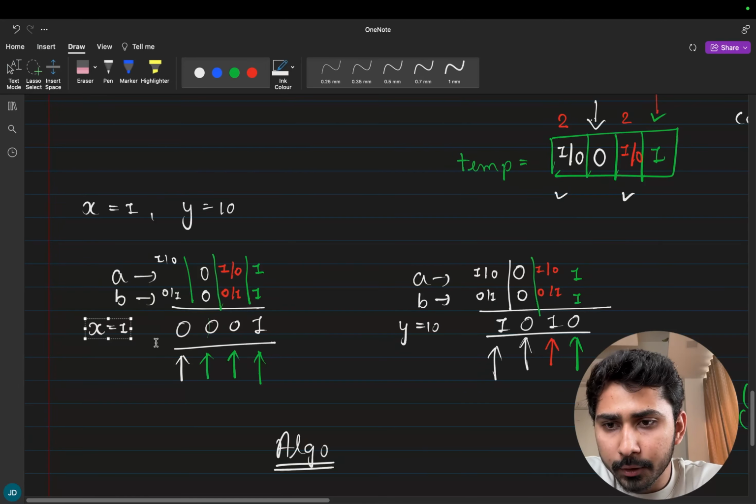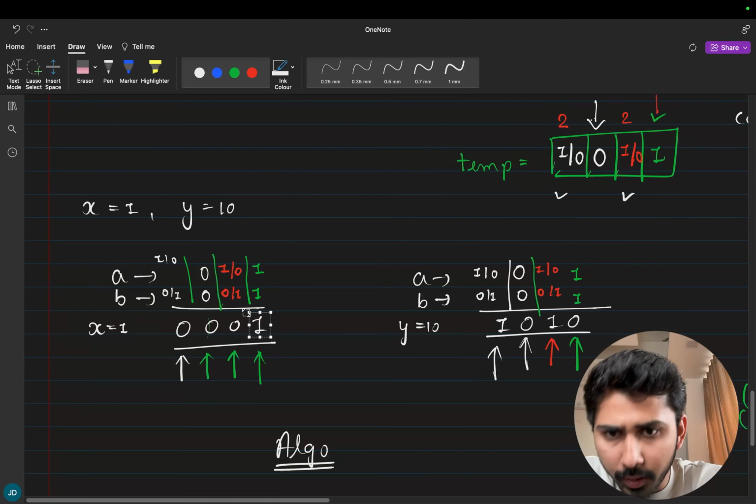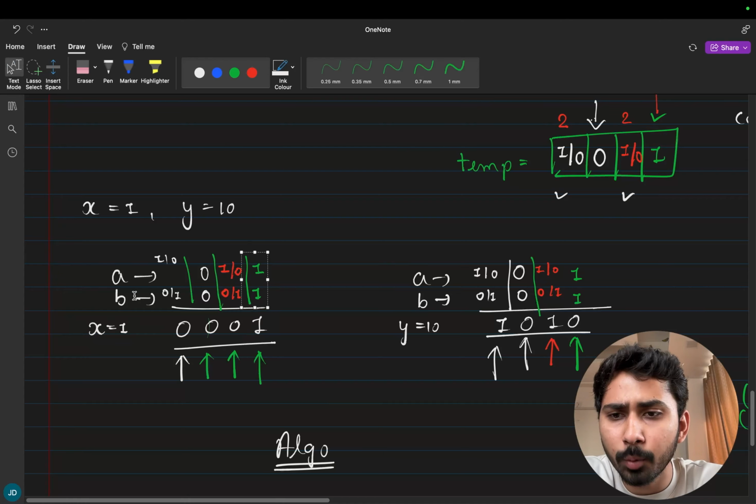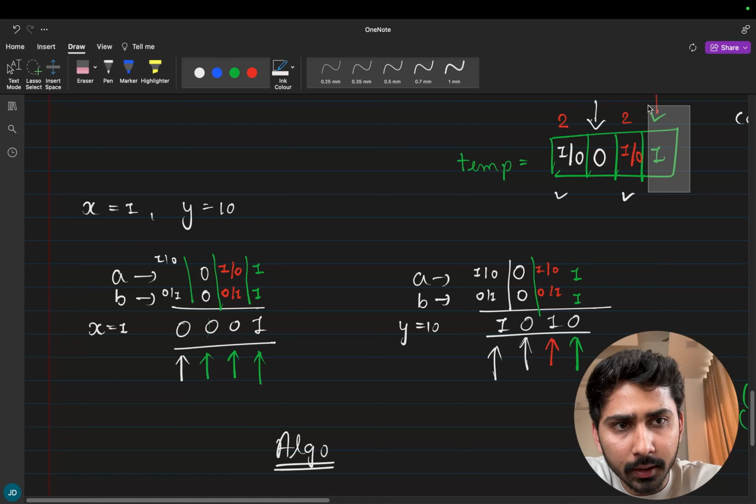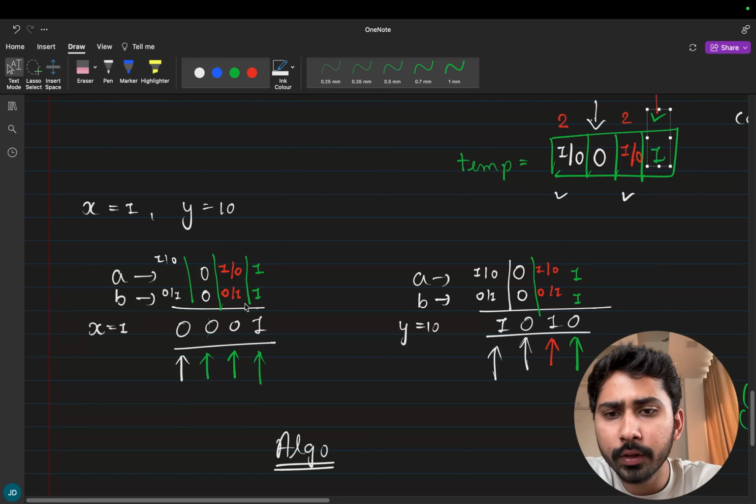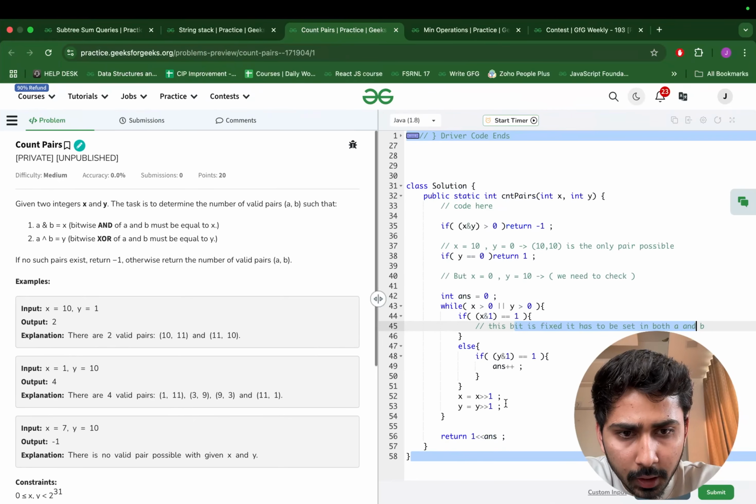When we have x equals 1, we know that this bit is 1. That means this bit is going to be fixed. It has to be 1 and 1, or set in both the positions. Okay, so this is a fixed position. Then I am doing a right shift in order to move to the next bit of a and b. Okay, so I have done a right shift over here.